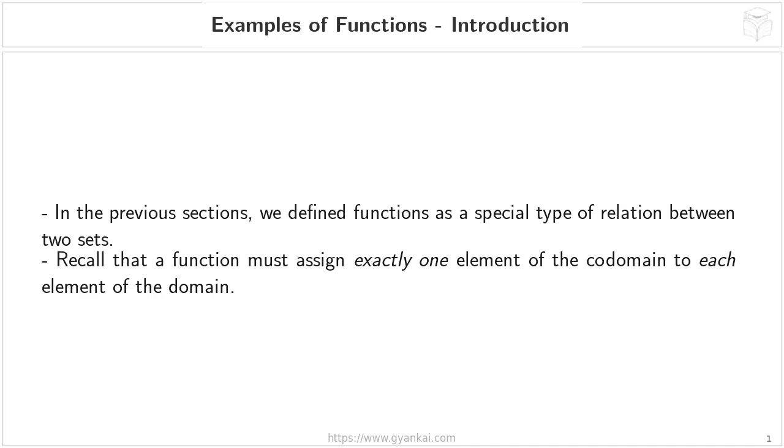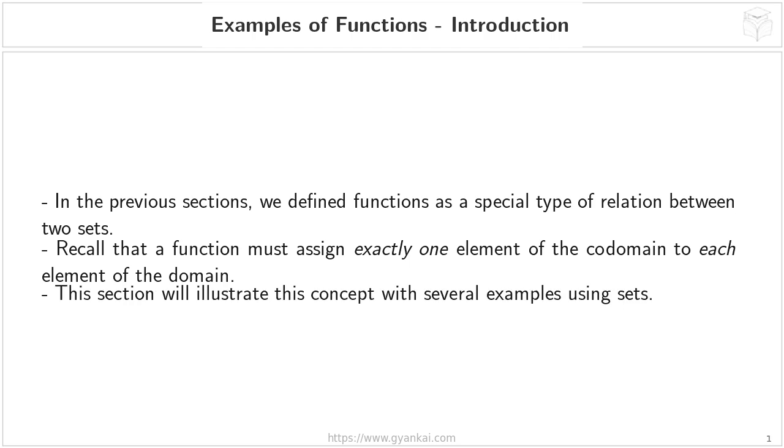The most important thing to remember about functions is this. A function must assign exactly one element from what we call the codomain to each and every element in the domain. Think of it like this. You put something in, that's your input from the domain, and the function gives you something out, that's your output, which comes from the codomain. But for any single input, there can only be one output. No ambiguity allowed.